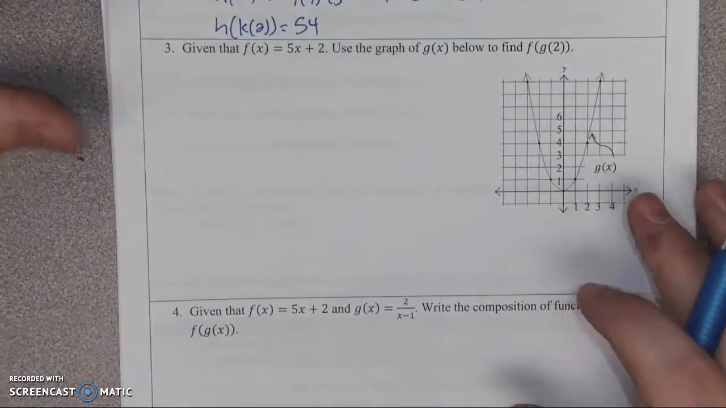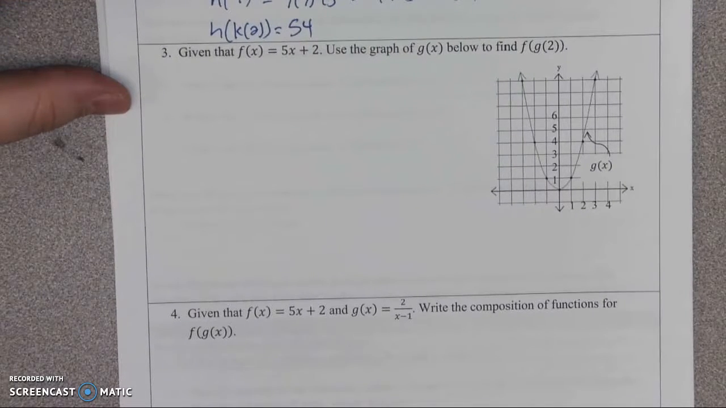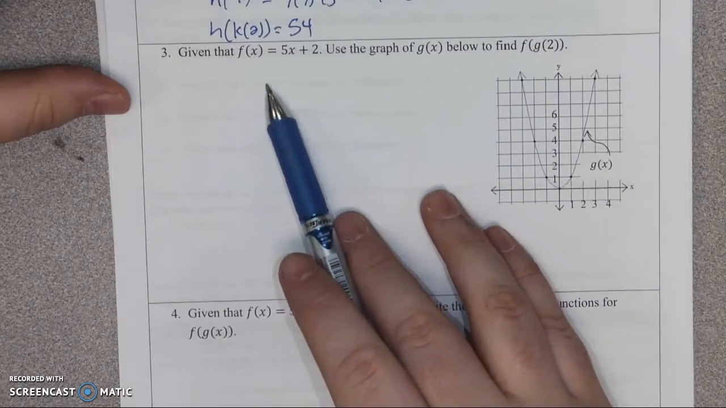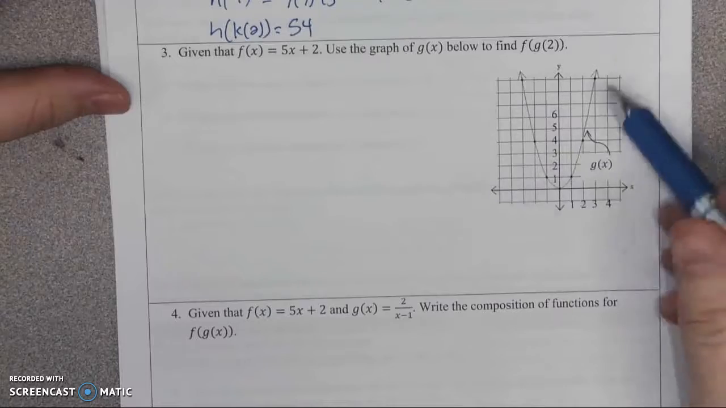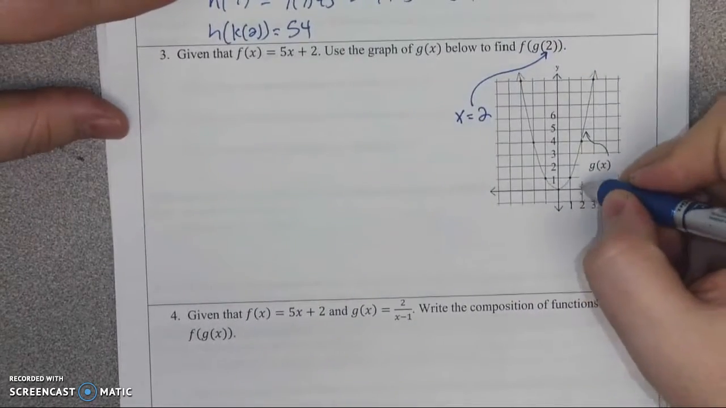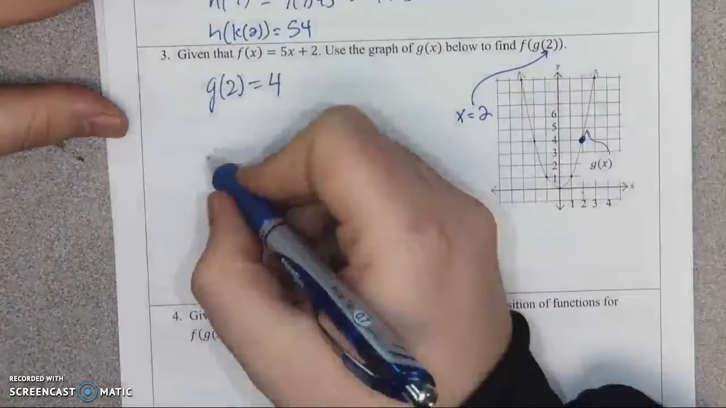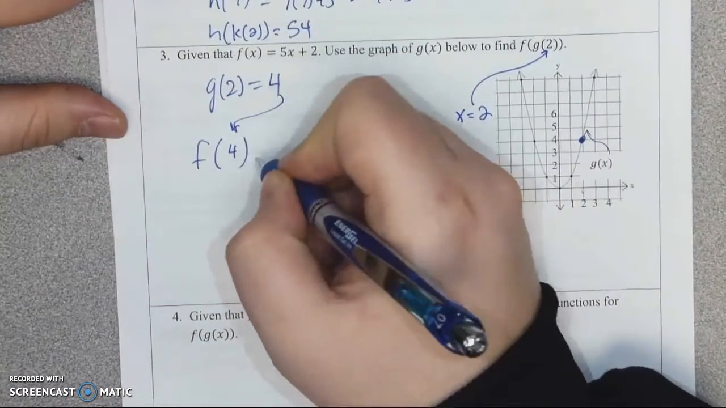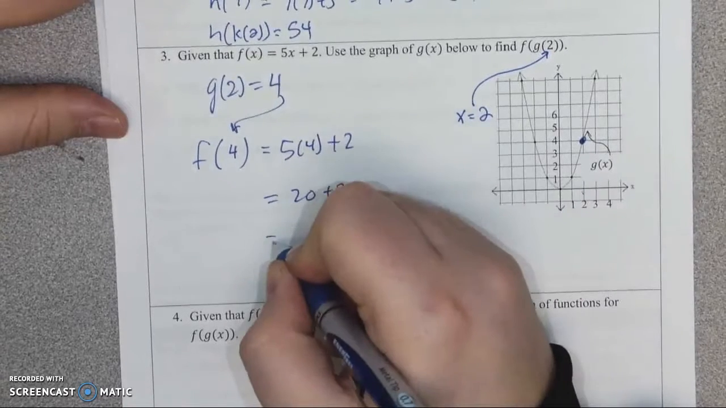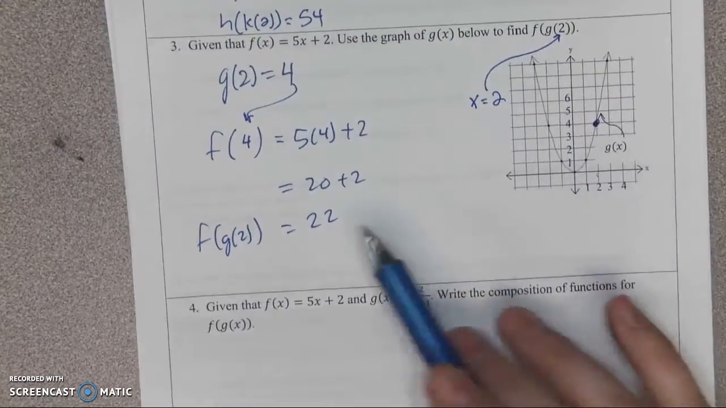Example 3, they give you a graph and you need to find the value of g of 2. Given that f of x is 5x plus 2, we're going to use this graph to find the value of g of x at x equals 2. This always gives you an x value. So x equals 2. When x is 2, y is 4. So we would say g of 2 in this case is 4. So f of g of 2, well, I know g of 2 is 4. So I would say f of 4 is 5 times 4 plus 2. 5 times 4 is 20, plus 2 is 22. So I would say f of g of 2 is 22. So you can always use the graph if they give you one.